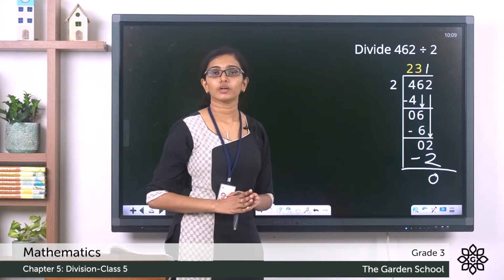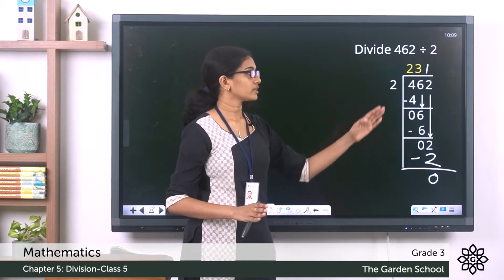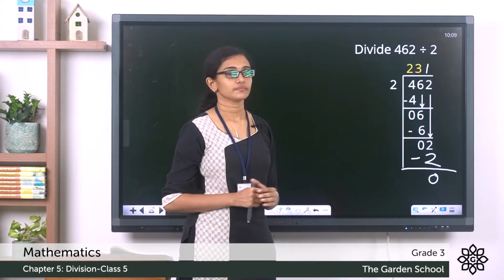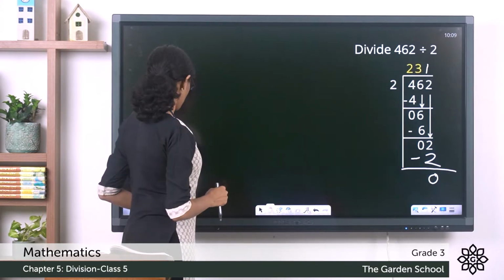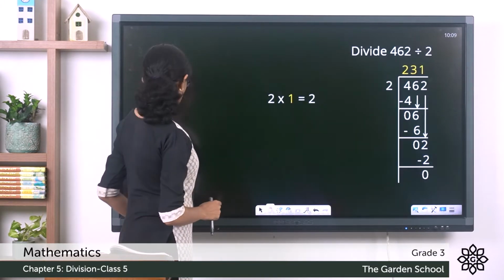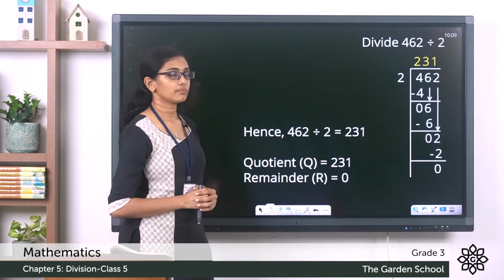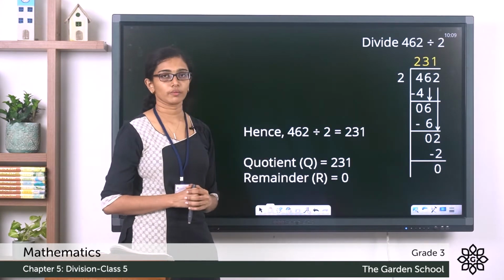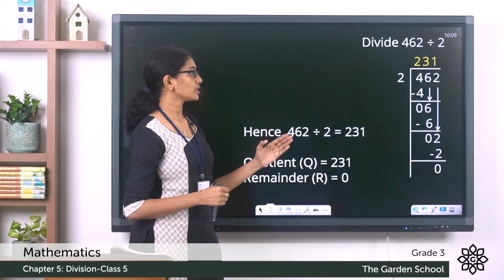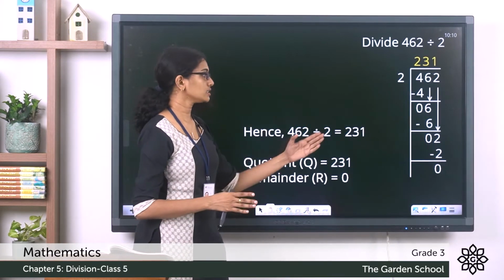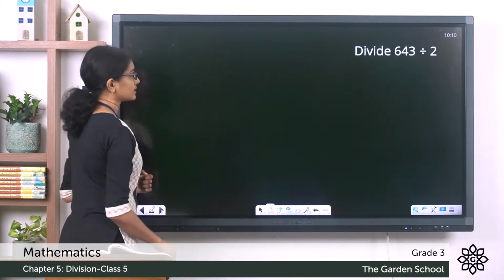Now, are there any more digits to bring down? No, right? So, we have arrived at the result. The division is done. So, what is the result or the quotient of this division? We got the quotient as 231 and the remainder is 0. There is no remainder. 462 was completely divided to give the quotient or the result as 231. Clear? Now see one more question.